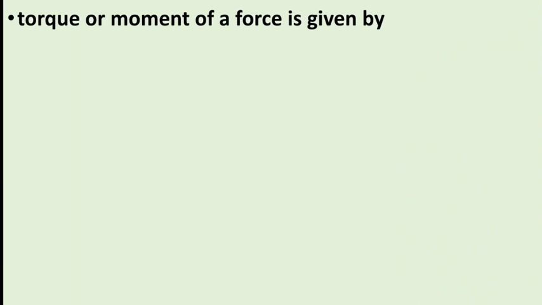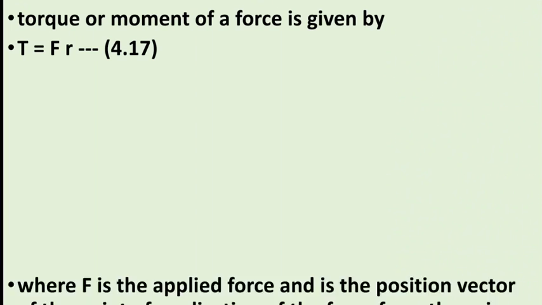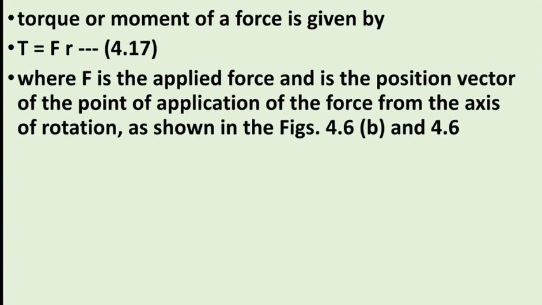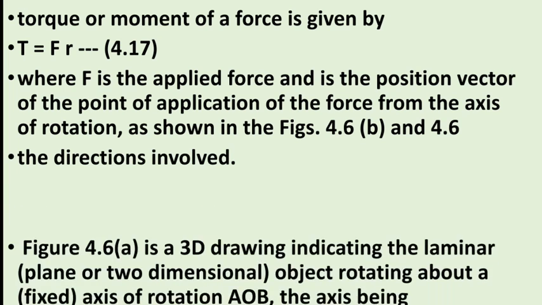Torque or moment of force is given by tau is equal to R cross F, equation 4.17, where F is the applied force and R is the position vector of the point of application of the force from the axis of rotation, as shown in figures 4.6b and 4.6c. The directions are inward.